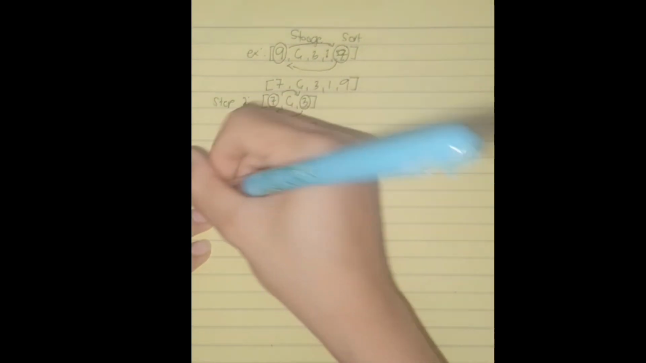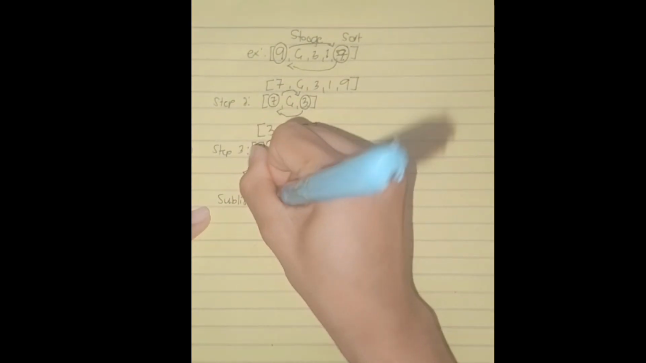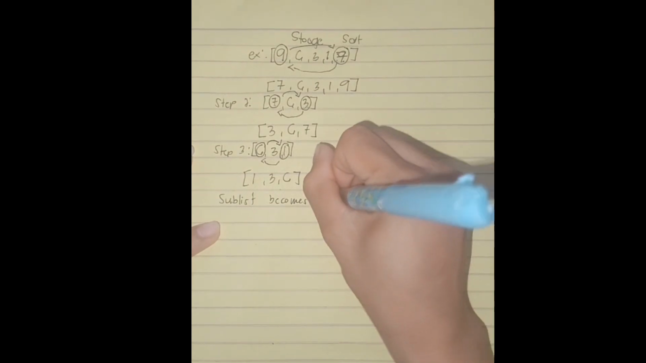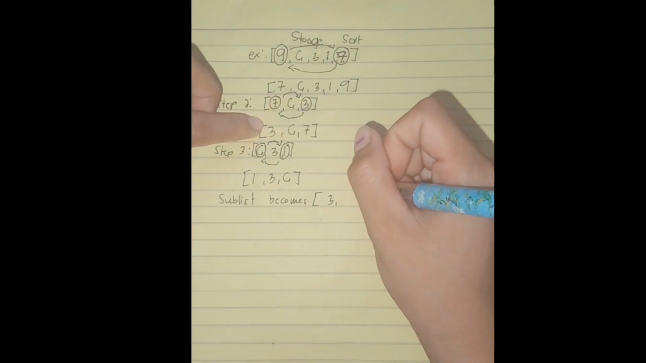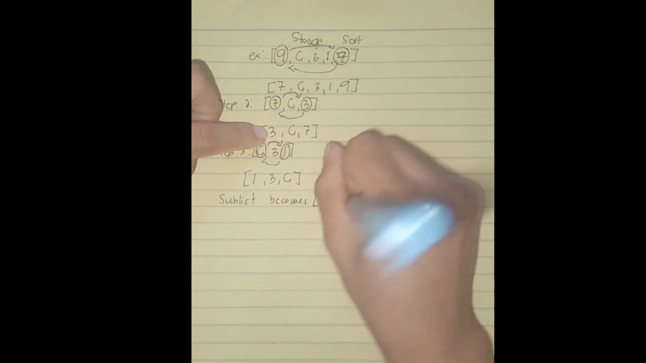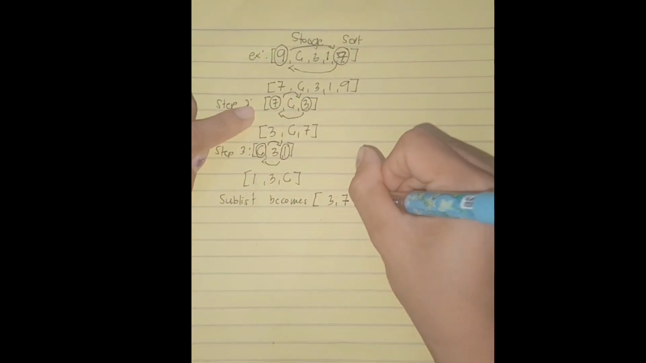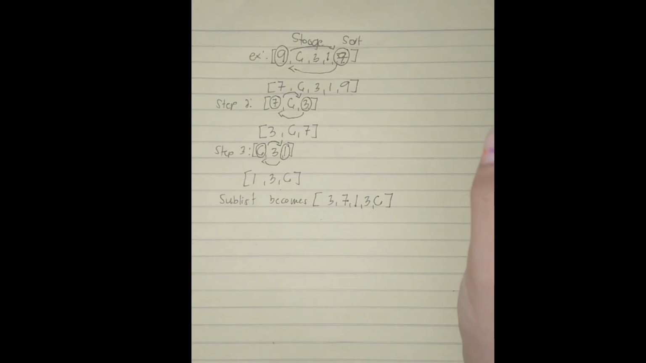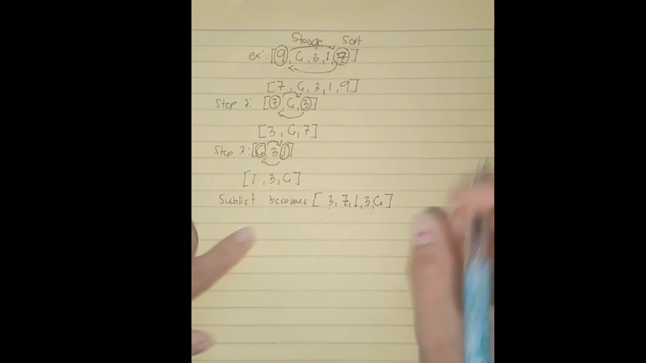And then, ang ating sublist becomes 3, 7, 1, 3, and 6. Ang sublist natin becomes 3, 7, 1, 3, and 6.